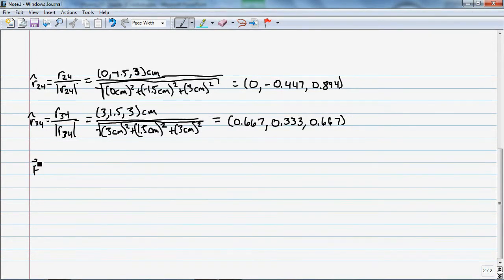Remember, this is going to be a vector force on charge 4 from charge 1. So F14 equals k times Q4 times Q1, and we don't need the absolute value sign like we did with the component view. We have to keep this without the absolute, divided by R14 squared times our unit vector R14.